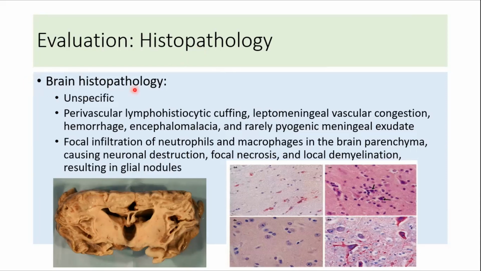In some cases, histopathology can help in the diagnosis. However, the brain histopathology is nonspecific, but there can be findings like perivascular lymphohistiocytic cuffing, leptomeningeal vascular congestion, hemorrhage, encephalomalacia, and rarely pyogenic meningeal exudates. Similarly, there can be features of focal infiltration of neutrophils and macrophages in the brain parenchyma, causing neuronal destruction, focal necrosis, and local demyelination resulting in glial nodules.